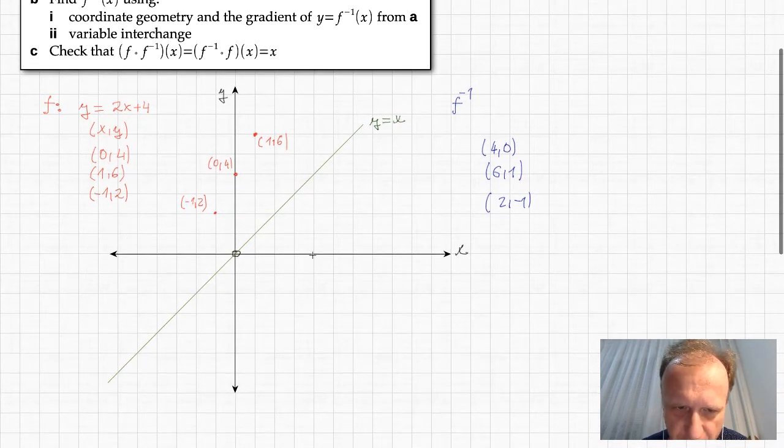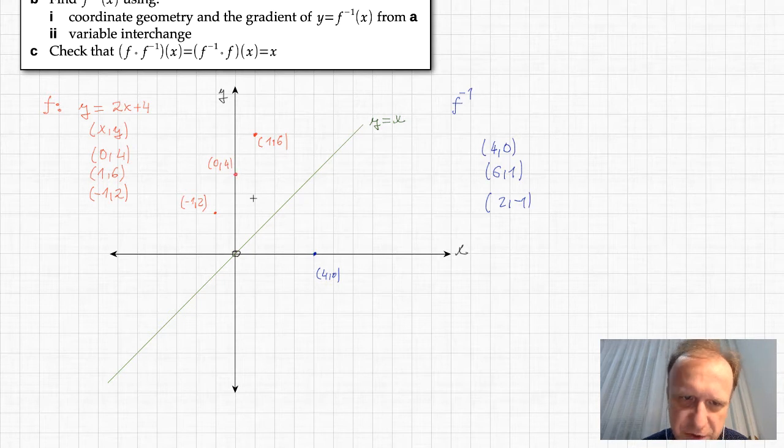So it should be 4 and 0. So this point here, 4 and 0, it corresponds to this one here. It's a reflection in the line y equals x. Then there should be the point 6 and 1. It should be here. This one, 6 and 1. And it's corresponding to this one. Again, it is its reflection in this green line. And finally, 2 and -1. 2 and -1 is the point here, and it's the reflection of this point.